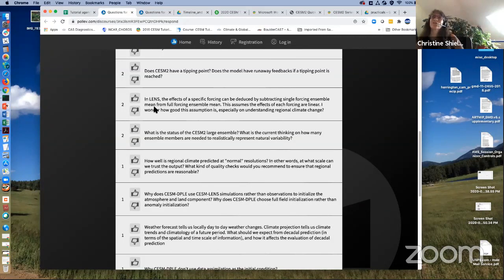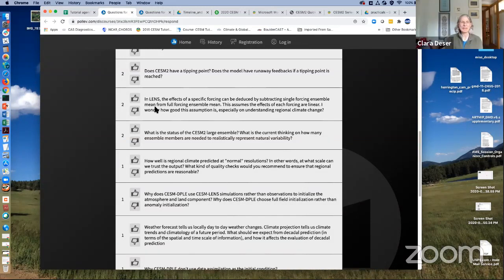Okay, another LENS question. In LENS, the effects of a specific forcing can be deduced by subtracting the single forcing ensemble mean from the full forcing ensemble mean. This assumes the effects of each forcing are linear. I wonder how good this assumption is, especially for understanding regional climate change.